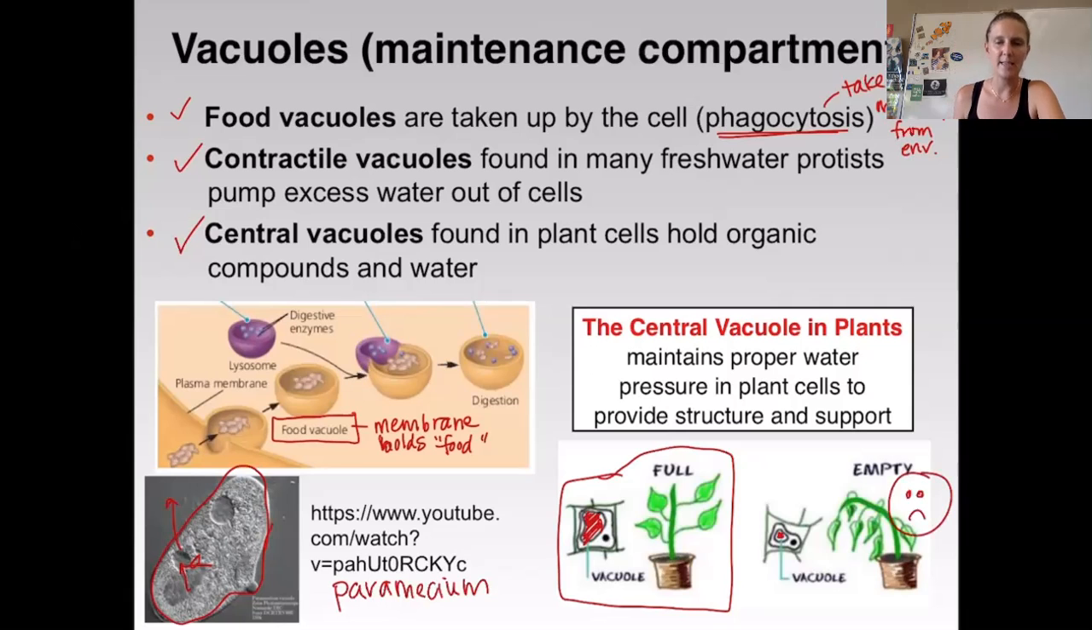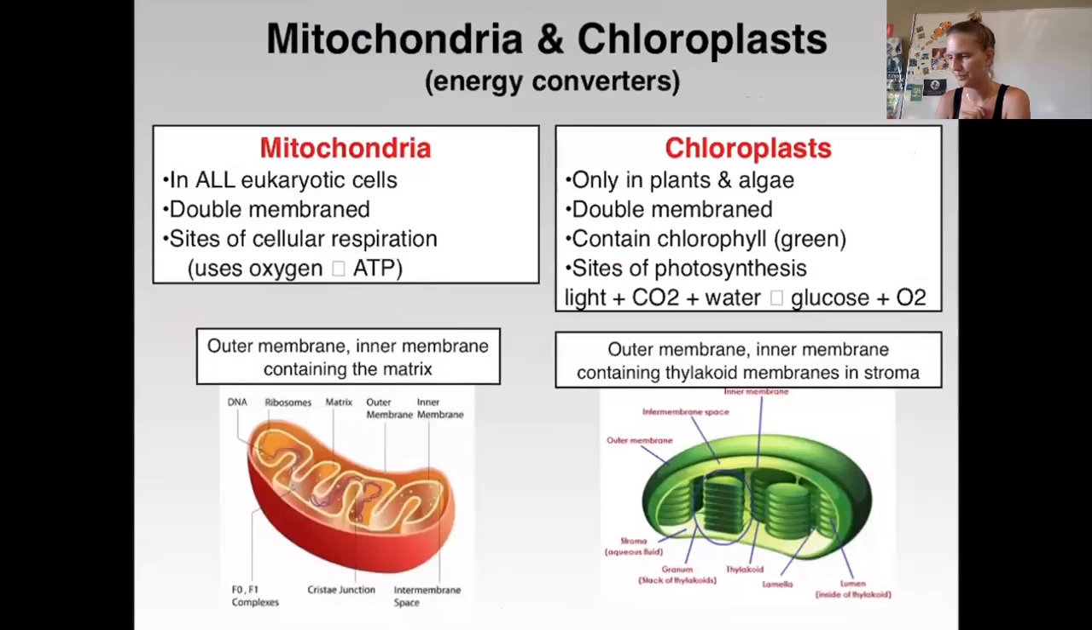And that's called flaccid. And that's when the plant is not very happy, doesn't have enough water. All right, now we come to our two big, bad, awesome organelles, which are the energy converters. And we're gonna be talking about these a lot. So you're gonna get to know mitochondria and chloroplasts very, very well.